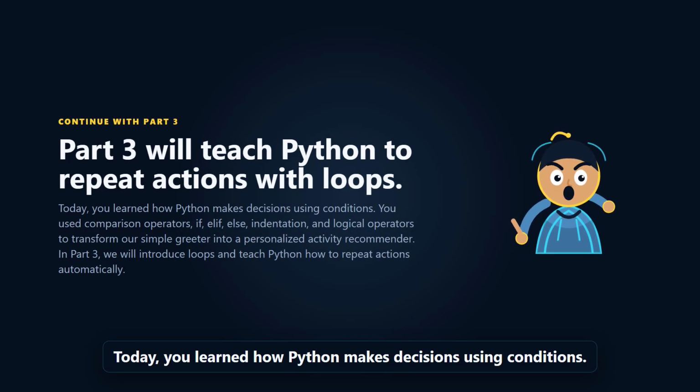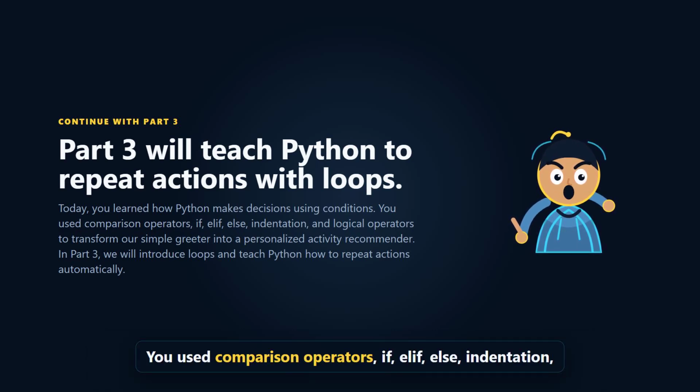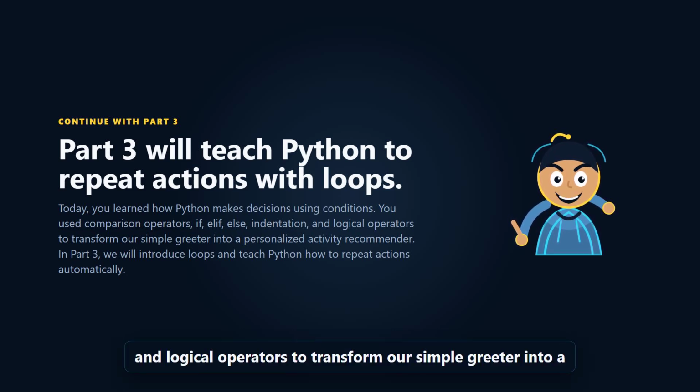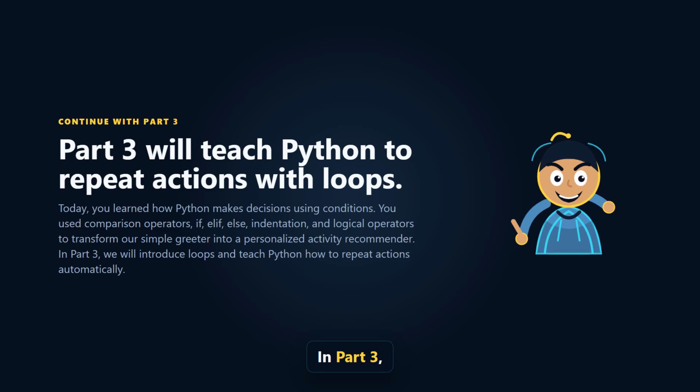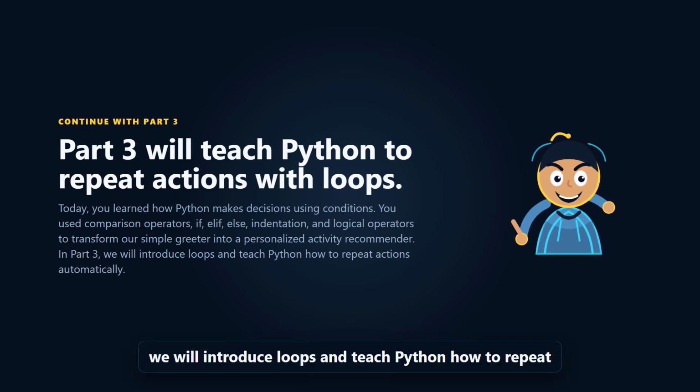Today, you learned how Python makes decisions using conditions. You used comparison operators, if, elif, else, indentation, and logical operators to transform our simple greeter into a personalized activity recommender. In part 3, we will introduce loops and teach Python how to repeat actions automatically.